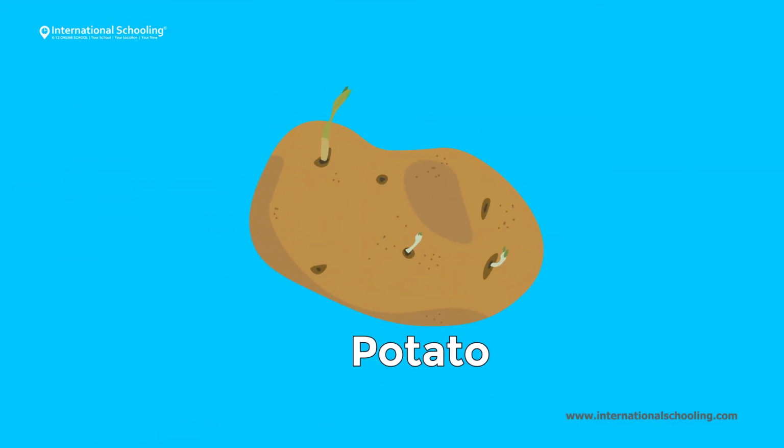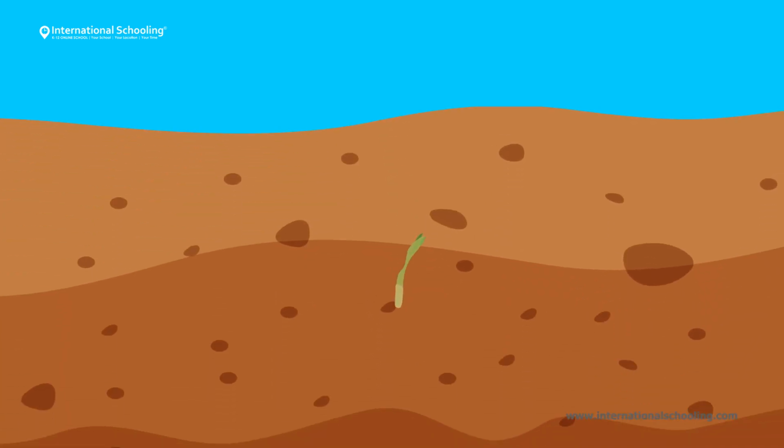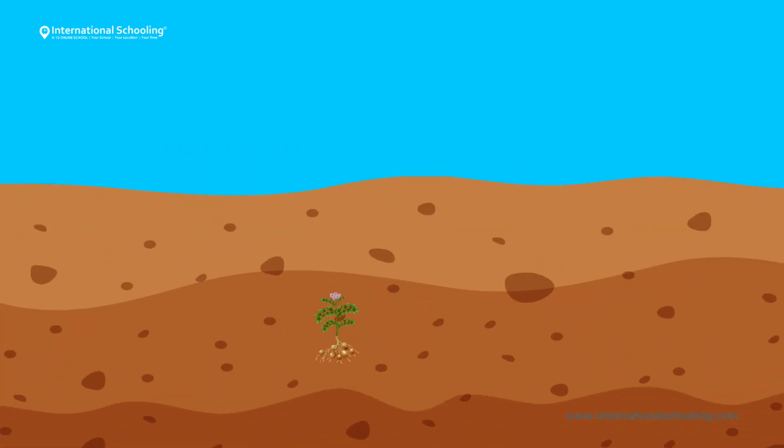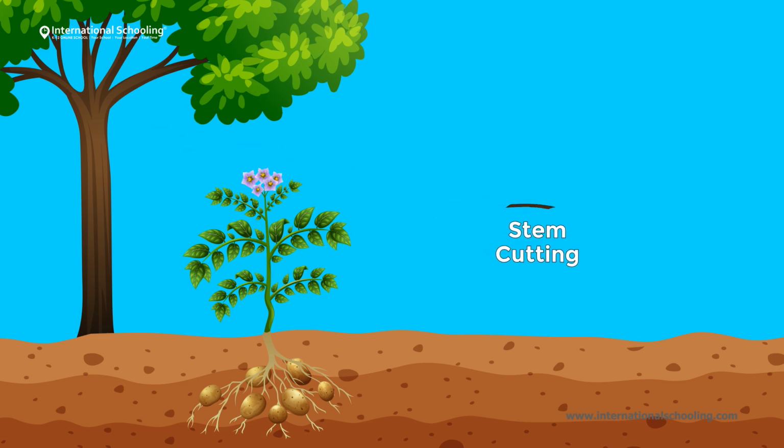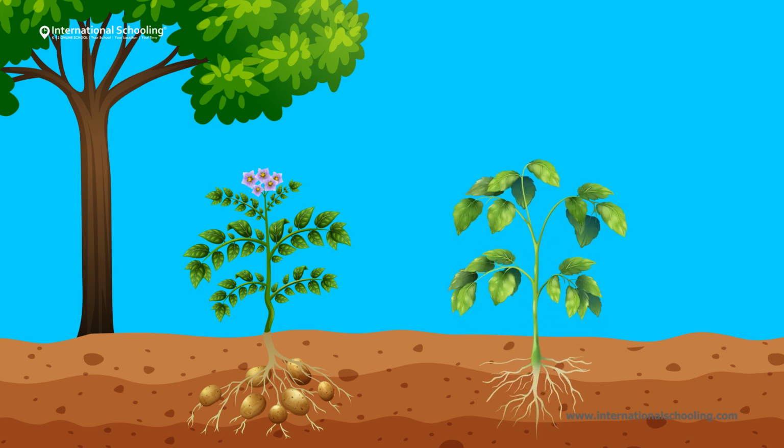Take a potato, for example. It grows from a tuber, which is like a storage unit for the plant. If you plant a piece of that tuber, it'll grow into a whole new potato plant. Or if you take a stem cutting, just a small piece of stem from a plant, and plant it in soil, it'll grow into a new plant as well. It's like cloning, and it's much faster than sexual reproduction.